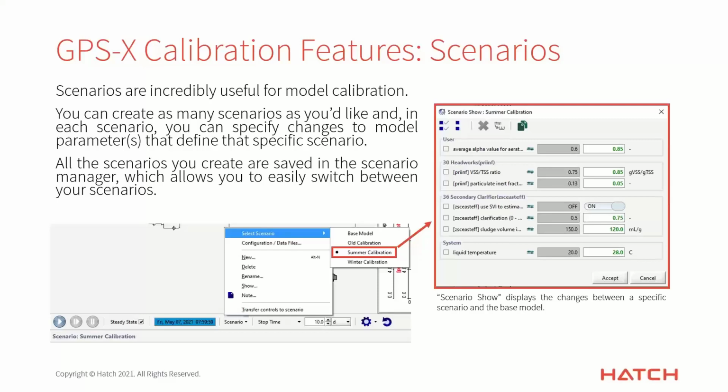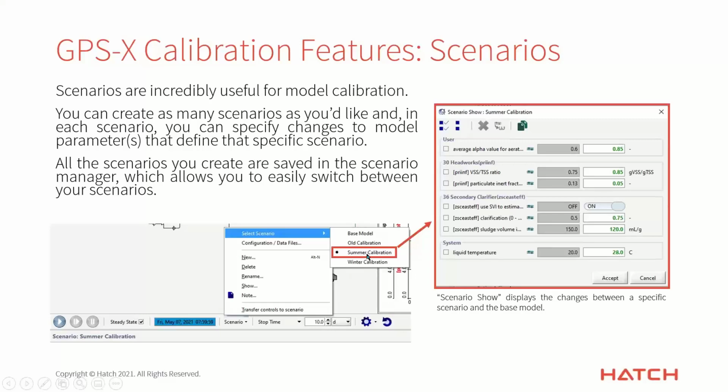You can create as many scenarios as you'd like in GPSX, and in each scenario, you can specify changes to the model parameters that define that specific scenario. So all the scenarios you create are saved in the scenario manager, so you can access the scenario manager by just clicking down here on the screen and then going to select scenario, and you can see all the different scenarios you have in your layout.